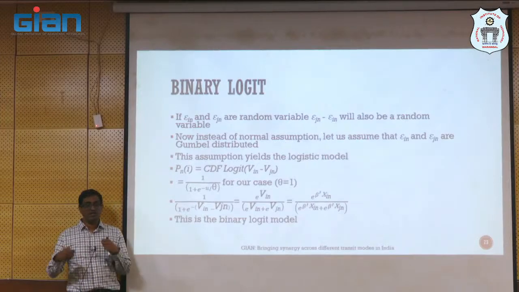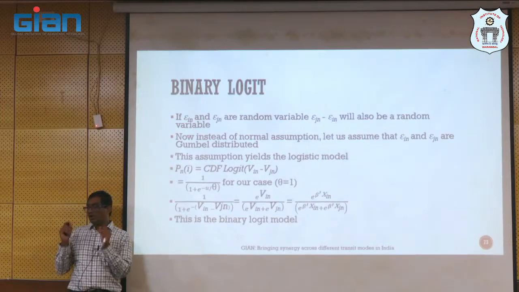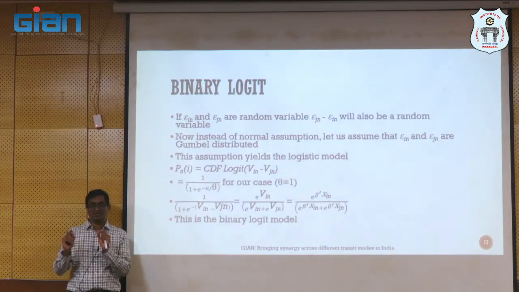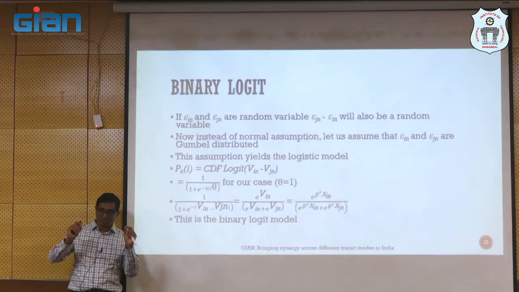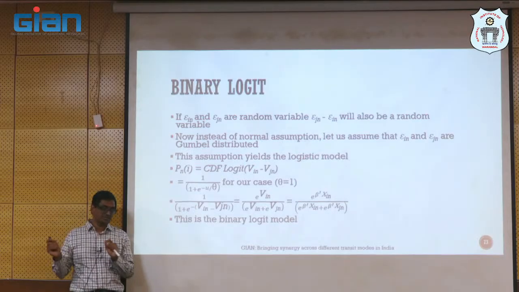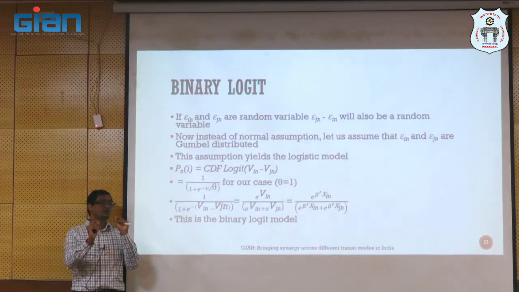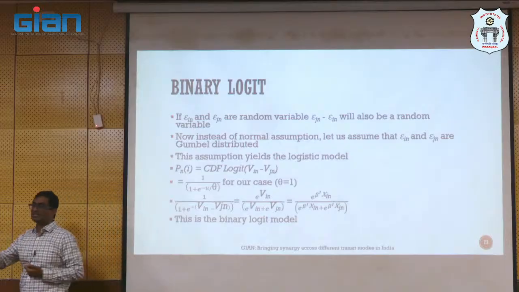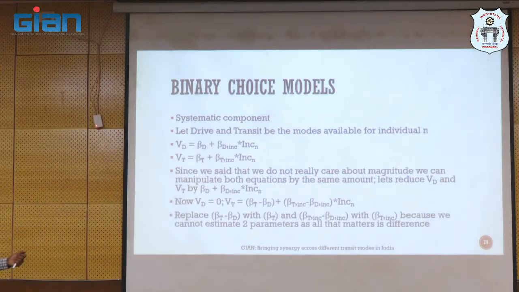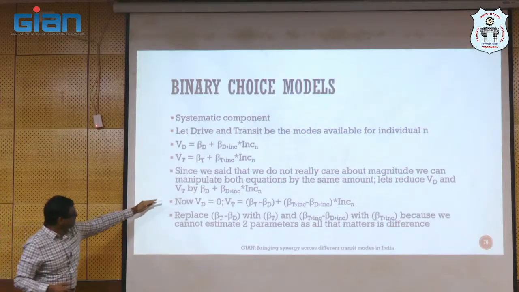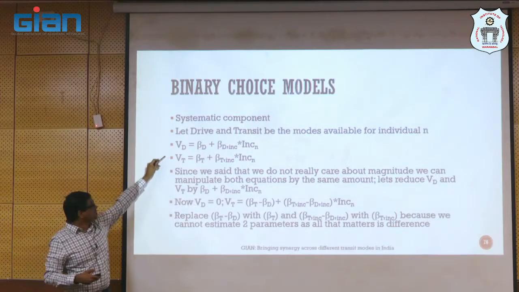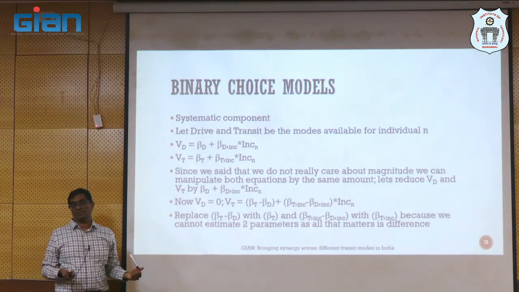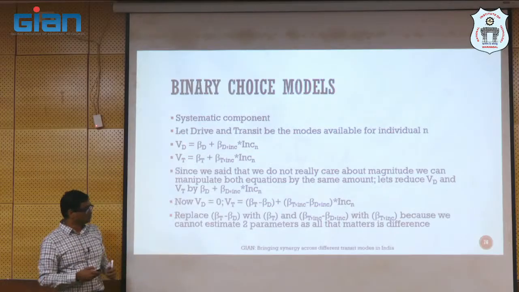So that's where the idea of the base comes in, because all I can estimate is that the probability is a function of the difference. It does not care what the absolute values of Vin and Vjn are. All I care about is the difference between the two utilities. If the difference is 2, that gives me a mechanism to find my V's. So whenever we set, for example, VD to 0 for drive, we find the utility for transit. We don't need to do both, we can do one of them.